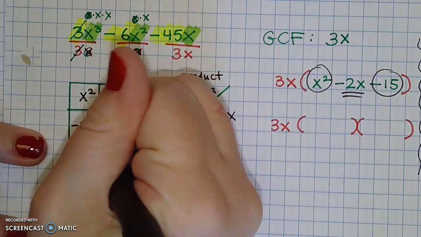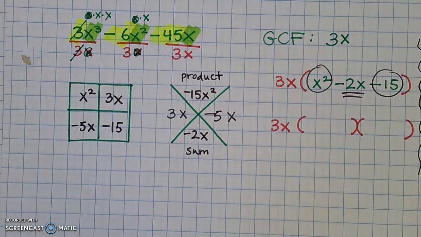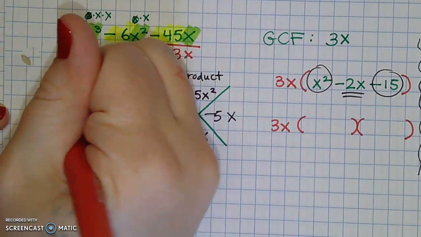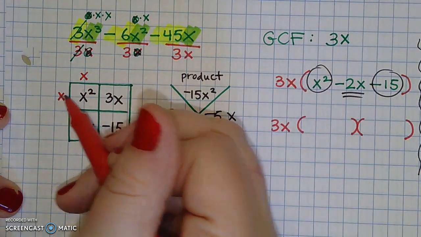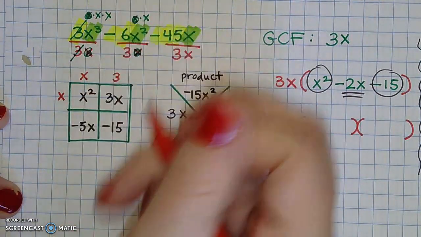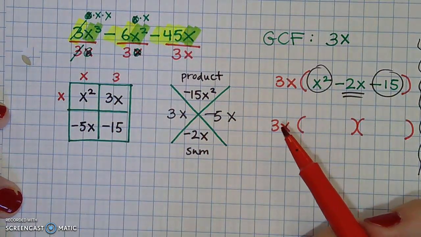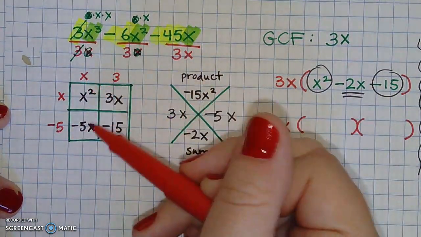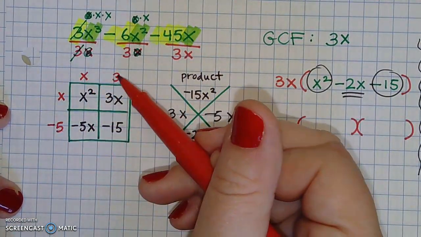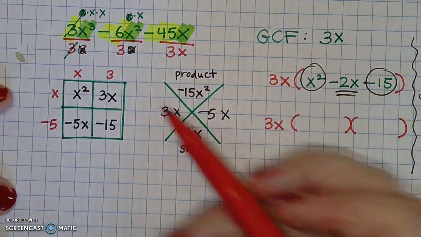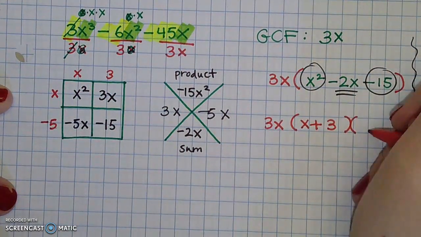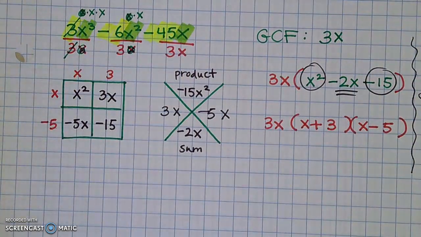So now I just put those in the rectangle on the other diagonal, and then I figure out my dimensions. I like to start with x squared. It's just x times x. 3x, I know this would be a 3, because 3 times x is 3x. This would be a negative 5, because negative 5 times x is negative 5x. Negative 5 times 3 is negative 15. And I can just put these dimensions into the parentheses. So we got x plus 3, x minus 5.